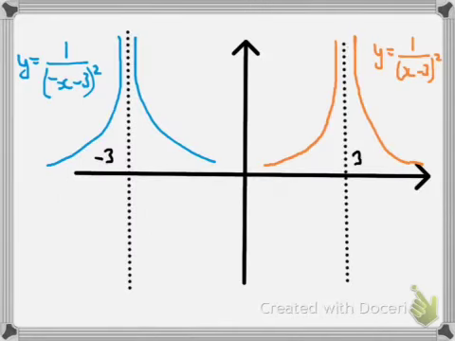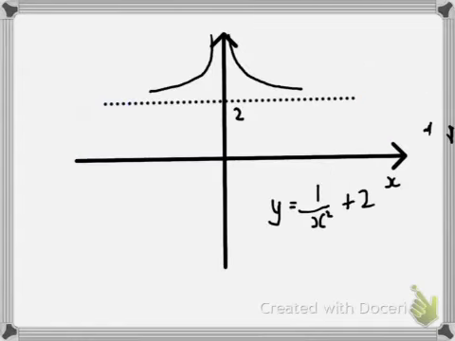Reflections in the y-axis. We've got this orange graph here, which would be 1 over (x minus 3) squared, and notice how the -3 inside the bracket that is squared moves the original shape of the graph 3 places to the right. And if we had (-x minus 3), that would reflect the orange graph in the y-axis. So we'd get the blue graph there with a vertical asymptote at x equals -3. That's reflection in the y-axis.